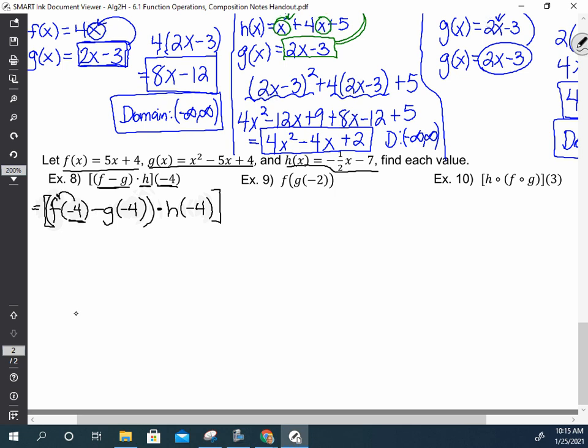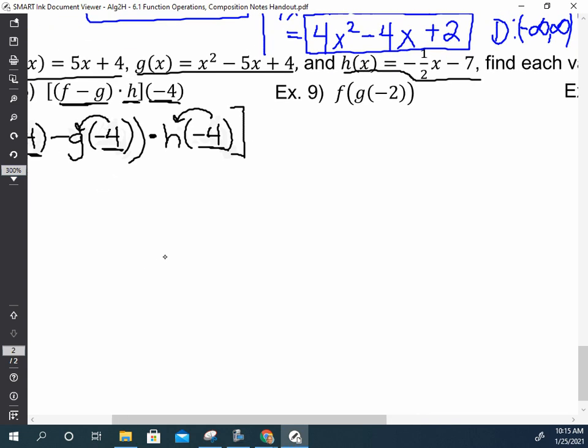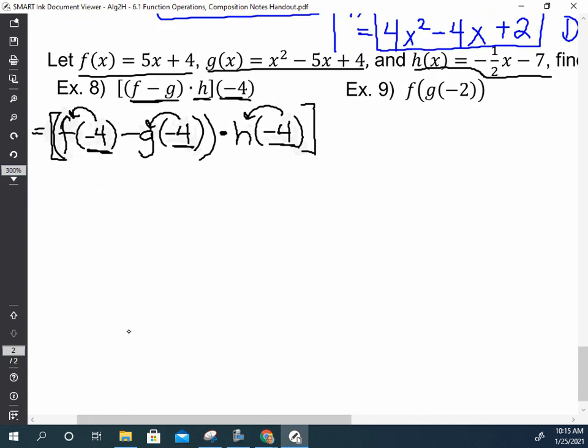Take negative 4, plug it into the f function. Take negative 4, plug it into the g function. Subtract your two answers. Times, take negative 4, plug it into the h function to get your final answer. So, my advice for all of you, do it in parts. Do not try to do it all in one stream. Do the problem part by part. You can either take your time and do it right, or you can take your time in doing it over.